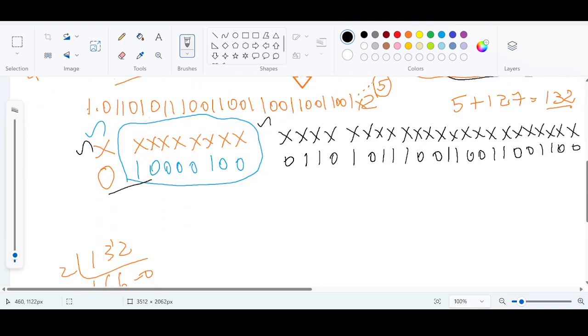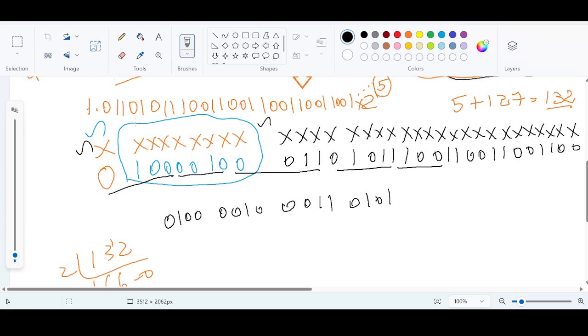Take the first 4 values to keep it simple. I'm separating it according to 4 bits: 0 1 0 0, 0 0 1 0, 0 0 1 1, 0 0 1 0, 0 0 1 1, 0 1 0 1. You can separate it until you get 32 bits. This is how it gets stored internally.